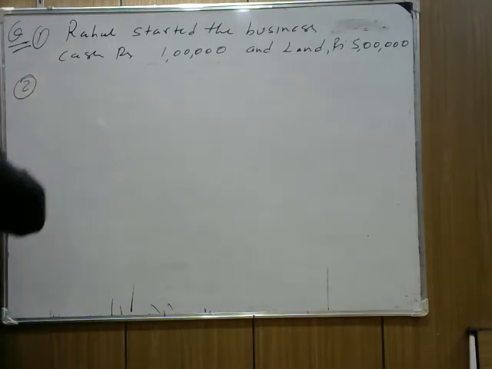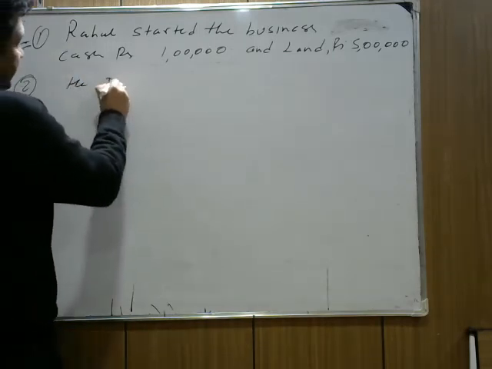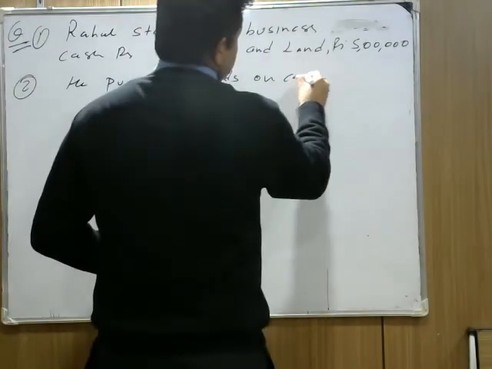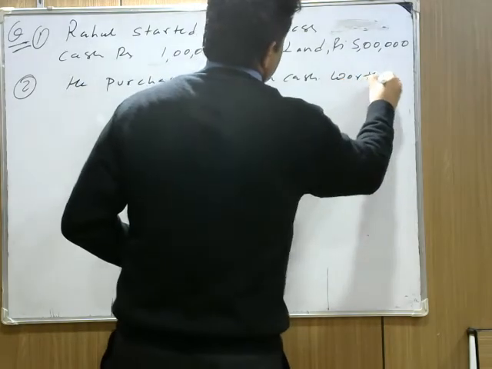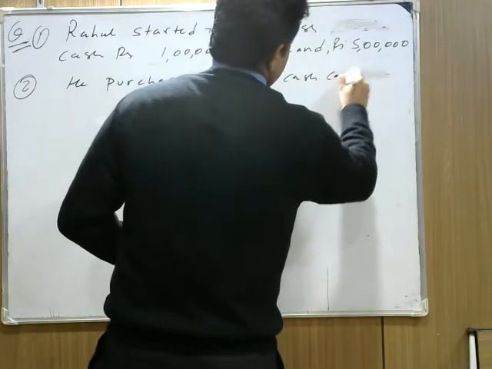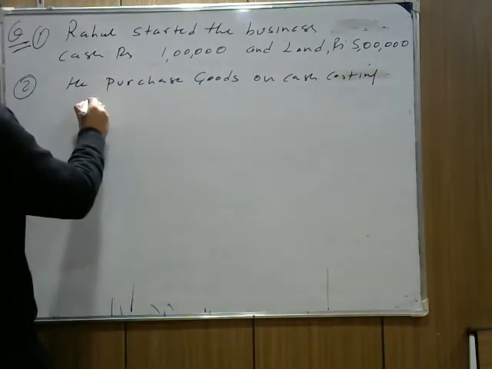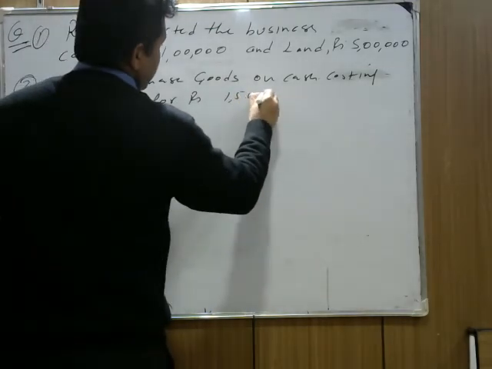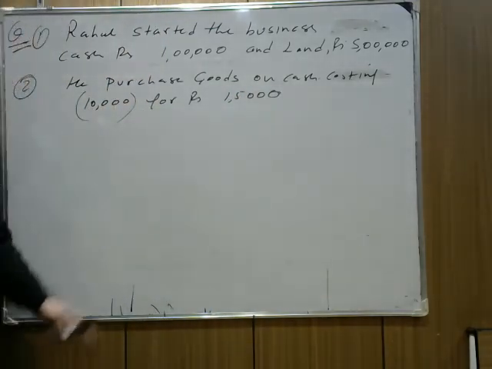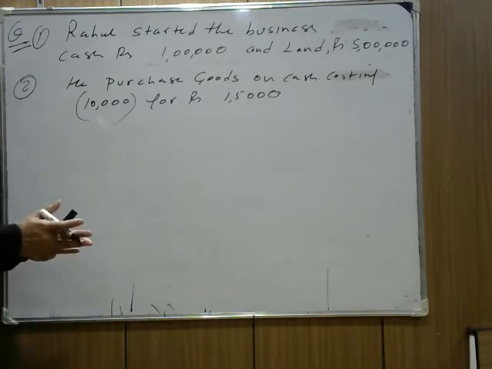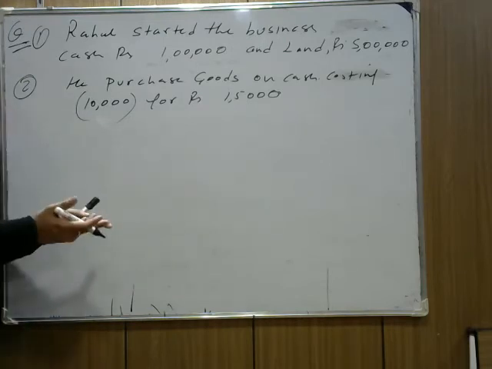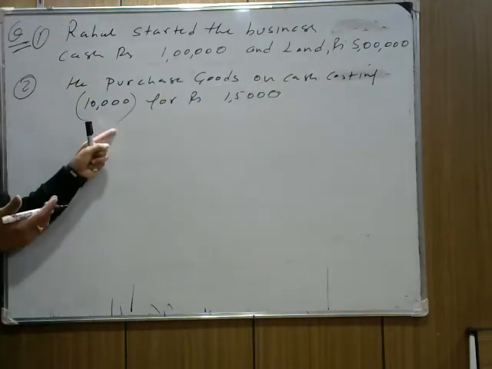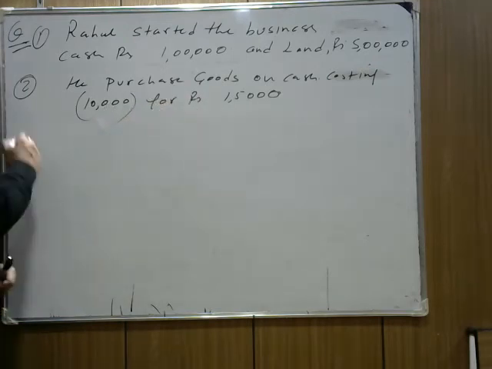Second transaction is he purchased goods on cash, costing 10,000 for rupees 15,000. Now he purchased goods. The goods value is 10,000, but he purchased them for rupees 15,000. Understand that? The actual goods cost is 10,000, but he purchased them for rupees 15,000.